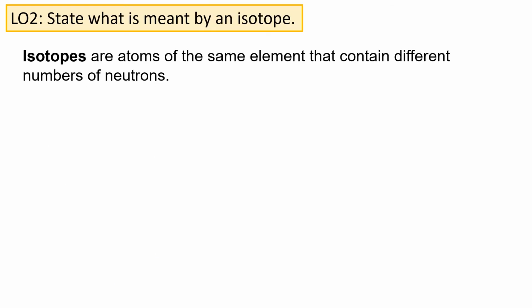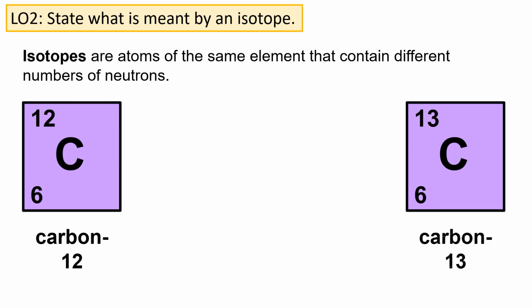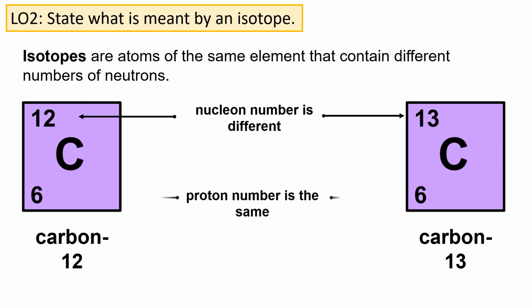Nuclear notation gives us a clear way to represent the isotopes of atoms. An isotope is simply an element that contains a different number of neutrons. For example, carbon always has 6 protons. However, some atoms of carbon may have 12 nucleons, whereas some atoms may have 13 nucleons. The difference is that they have a different number of neutrons.